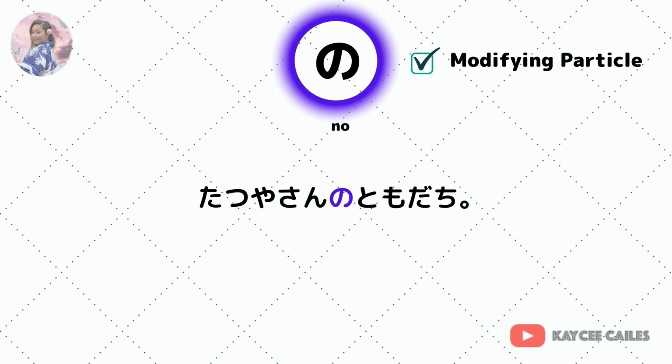Tatsuya-san no tomodachi. First noun we have Tatsuya-san. Second is tomodachi. We use particle no between the nouns in order to mean Mr. Tatsuya's friend.